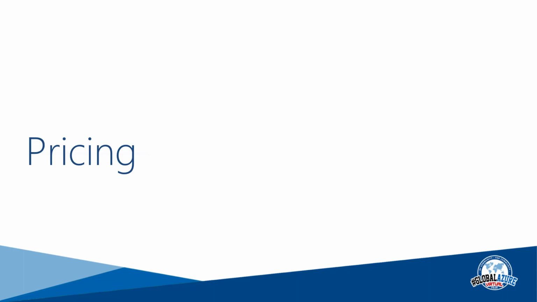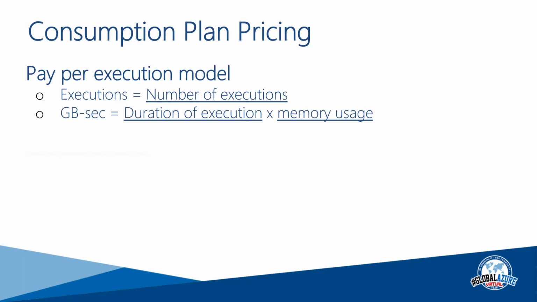And now we get to pricing. Pricing using an app service plan is fairly straightforward. We have a plan that you'd select, and then you know how much you're going to be paying if you were to run that plan for a month. But the interesting one here is the consumption plan. So this is a little bit different. Here you are paying per execution.